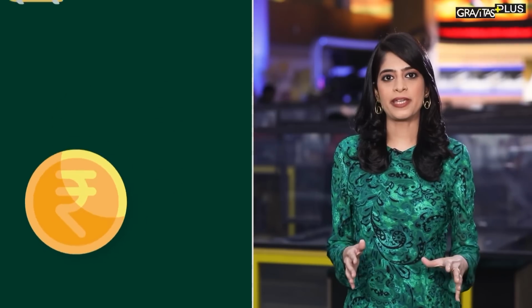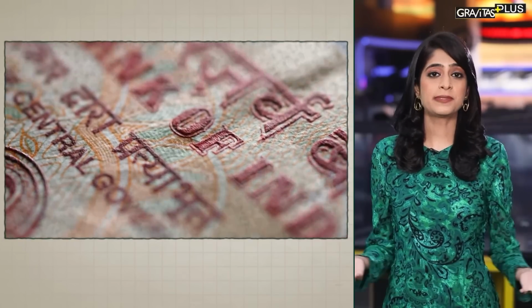My name is Gambhir. The Indian rupee touched a record low of 83.29 against a dollar on the 20th of October this year. It is believed that by the end of the year, the rupee could be trading at 83.50 against a dollar, perhaps even touch 84 or more.